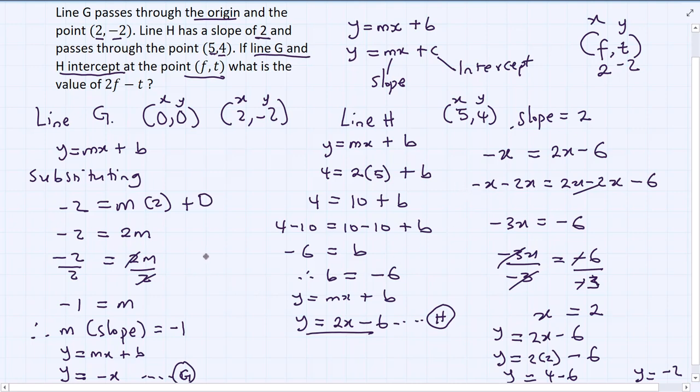Okay, so the final thing we are asked to solve for is 2f minus t, right? So let's substitute. We'll have 2 brackets, f is 2, and then minus t, which is minus negative 2. Doing that, 2 times 2 is 4. Minus negative 2 gives us a plus, so that's plus 2, and the final answer is 6.